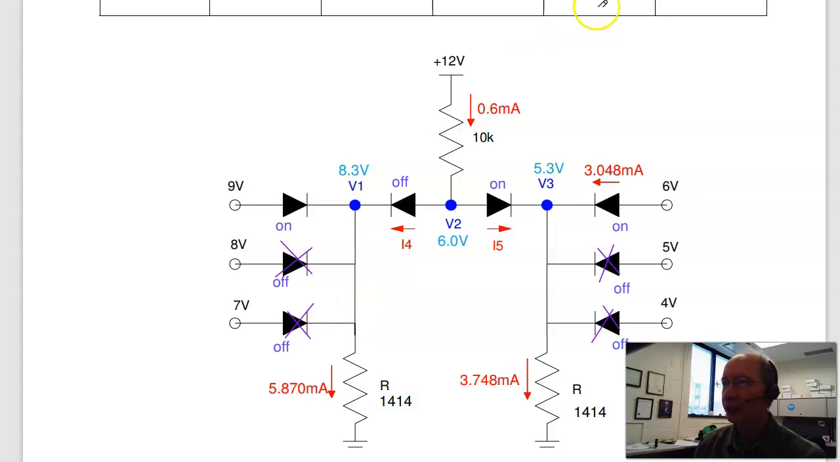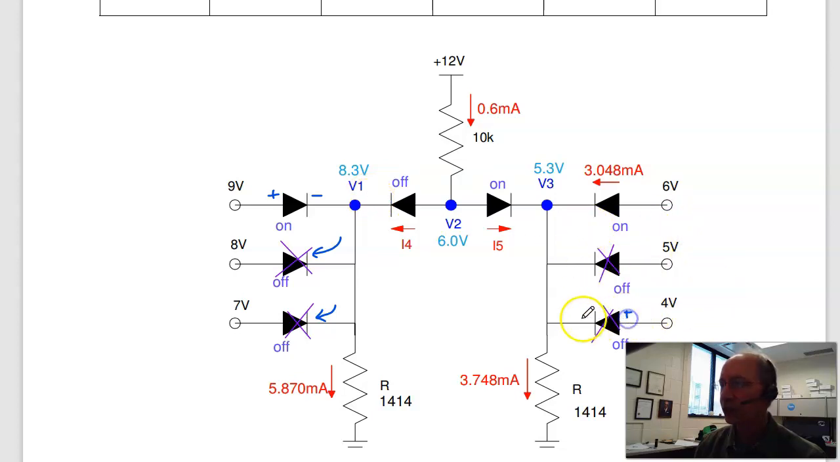So taking the other extreme, if the 9-volt diode is turned on, I get 9 minus 0.7, 8.3 volts. And that works. I'm trying to push current backwards through the second diode, that turns it off. Trying to push current backwards through the third diode, it turns it off. So 8.3 volts works.